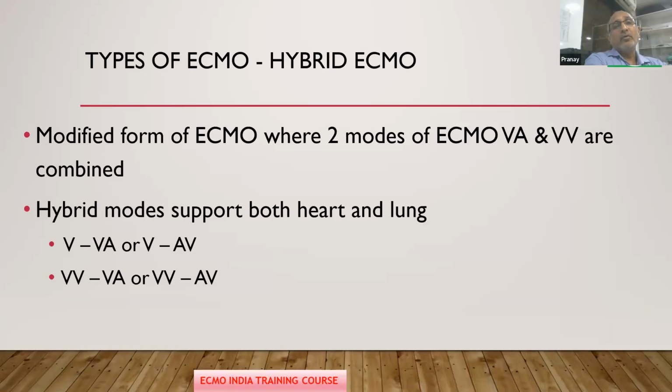Now, what is hybrid ECMO? Hybrid ECMO is where two modes of ECMO are combined. So you have a combination of VA ECMO plus VV ECMO. Both are combined, VA plus VV ECMO. So this hybrid ECMO supports both heart as well as lung. It can be VVA or VAV, or it can be VVVA or VVAV.